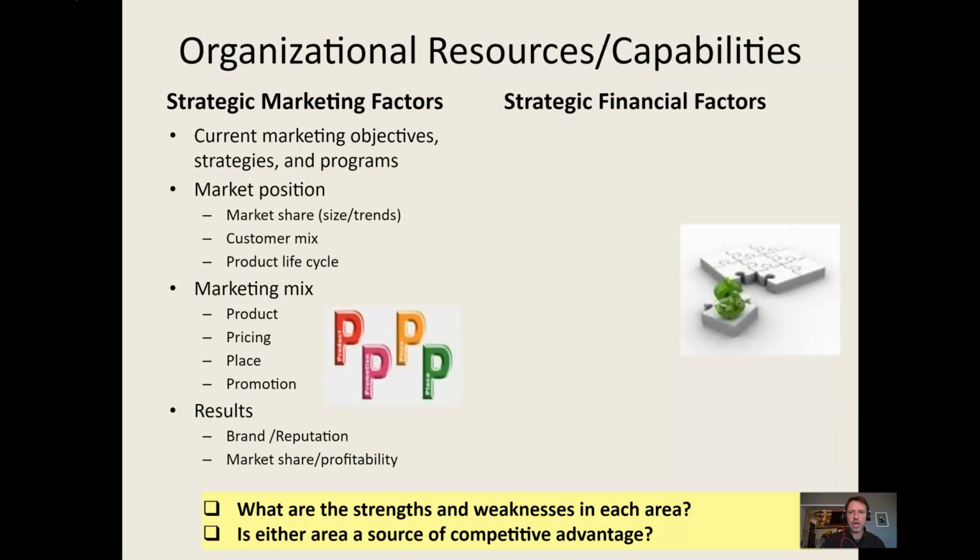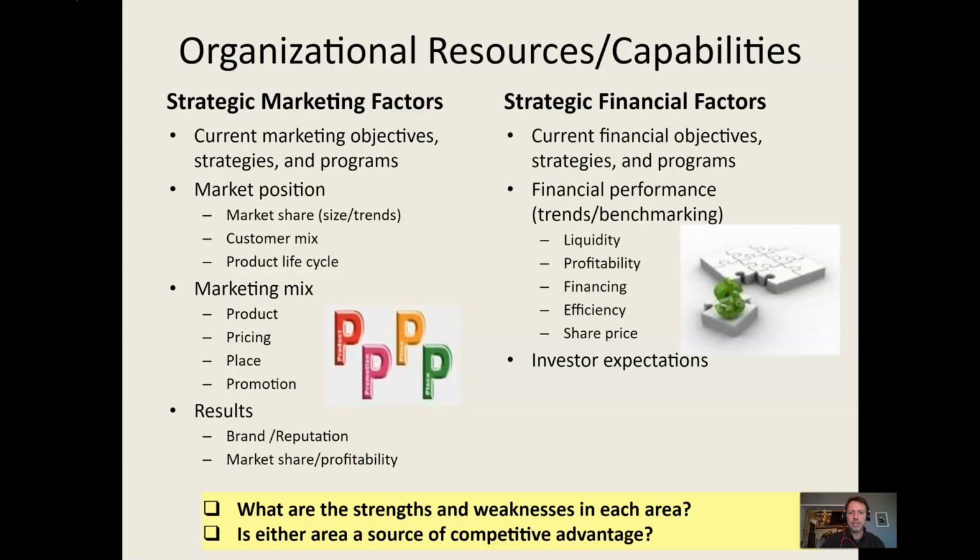And so we could start with two of the biggest ones, which are in the area of marketing and financial factors. And so when we do a marketing analysis, we're going to want to understand what the current objectives, strategies, programs are. We're going to want to understand market position. How much market share do we have? What's our customer mix look like? What's our product life cycle? We'll look at the 4 Ps.